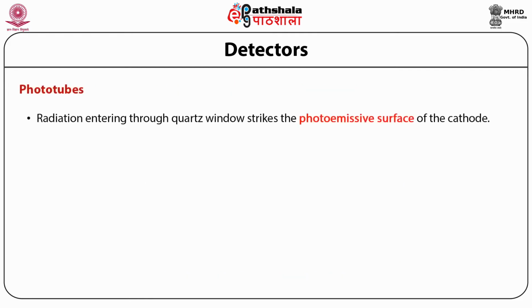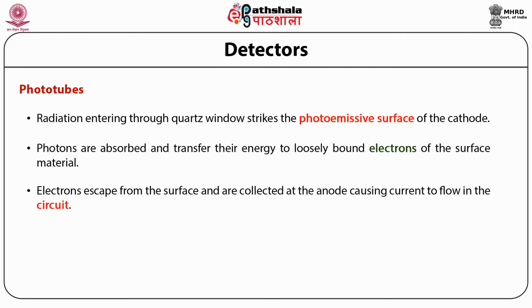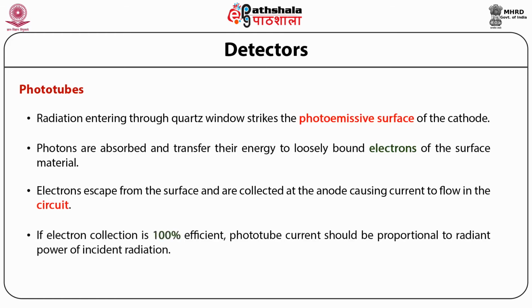The radiation enters through the quartz window and strikes the photoemissive surface of the cathode. The photons are absorbed and transfer their energy to the loosely bound electrons of the surface material. The electrons escape from the surface and are collected at the anode, causing current to flow in the circuit. If the electron collection is essentially 100% efficient, the phototube current should be proportional to the radiant power of the incident radiation.